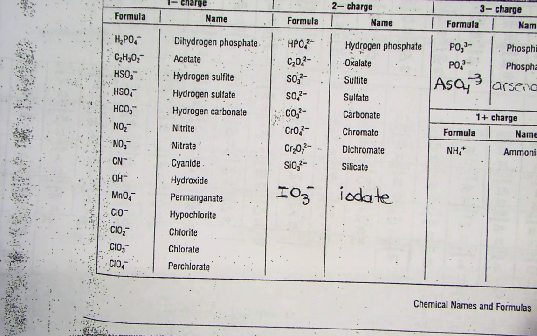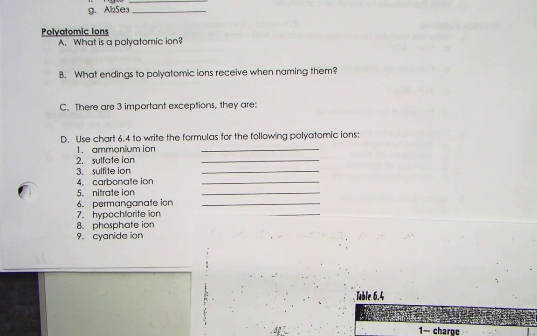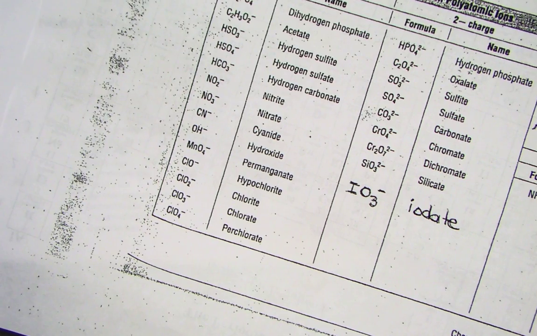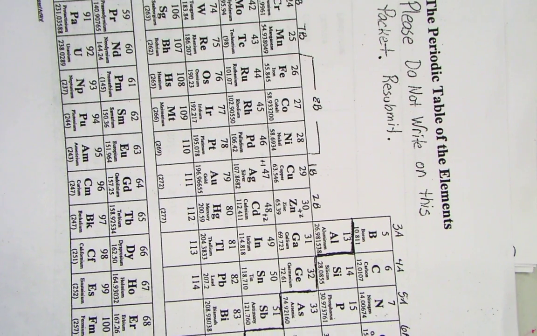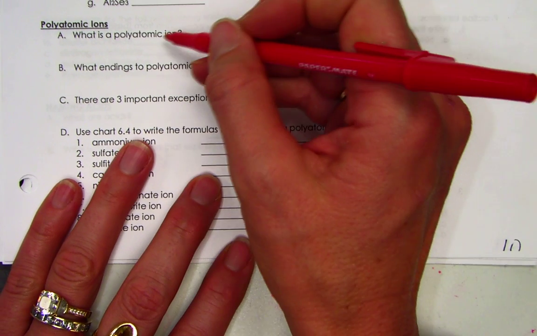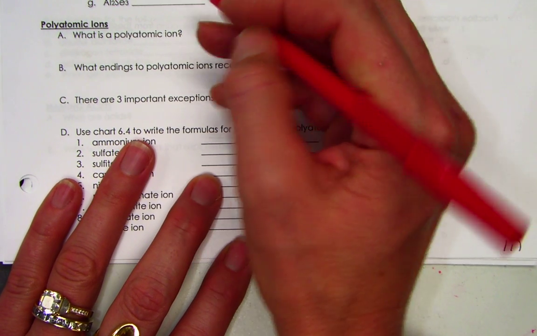Lots of new vocabulary today being introduced, and we'll start slowly, but these are the tools that we'll need out. Our notepad, page 10, and the polyatomic ion chart, which is on the back of the periodic table. Let's begin by defining a polyatomic ion.